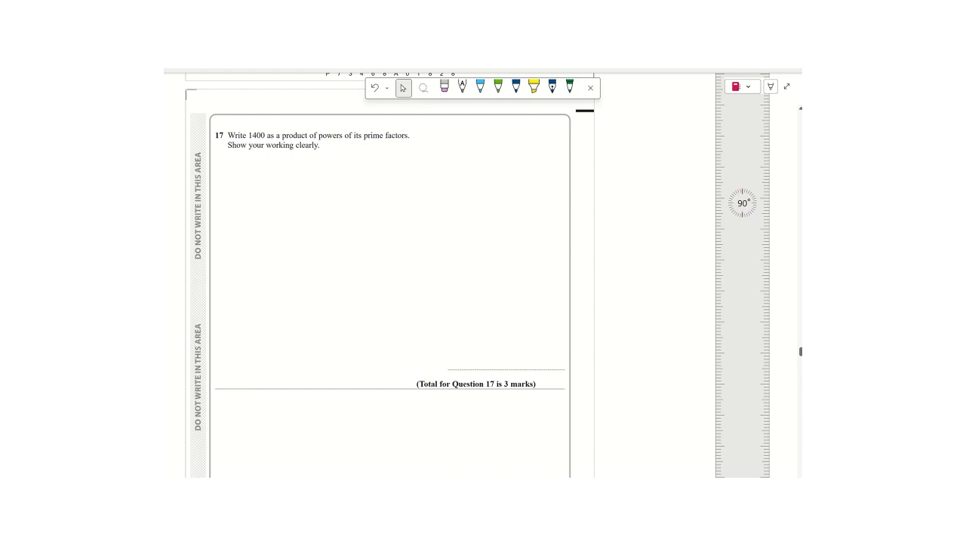Question 17. Write 1,400 as a product of its prime factors, showing your working clearly. So this is our factor tree. Because it's such a big number, I would be looking to say, I know it divides by 100. And what do I times it by to make 1,400? I times it by 14. 14 on your calculator you can do as 2 times 7, and they are both prime numbers, so you're going to stop.